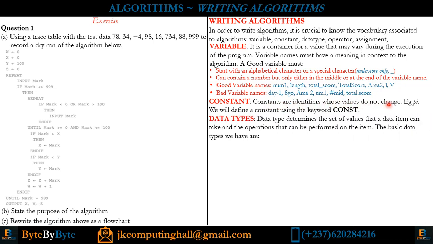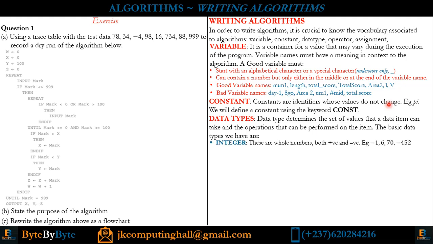Next, the data types. Data type determines the set of values that a data item can take and the operations that can be performed on the item. Remember, you are going to have a special chapter on this particular one, data types and data structures, where we shall be digging and entering byte by byte in all the different concepts related to the chapter. But for now, it is very important for you guys to only know the basic data types that we might be using when writing our algorithms.